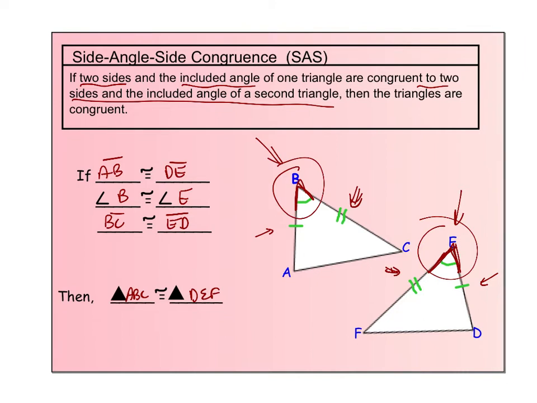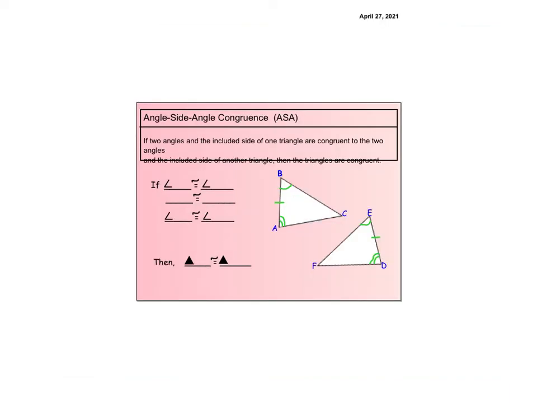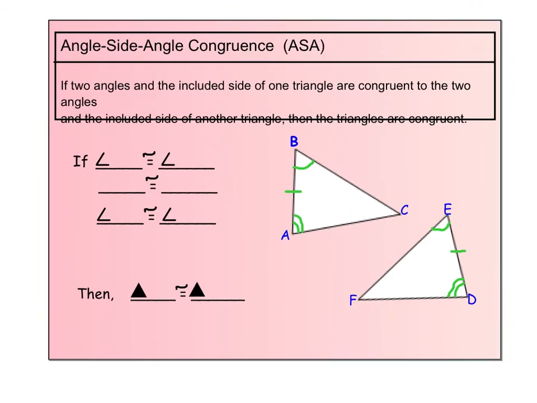So if I've got two triangles with two sets of sides and the angle in between, that's enough to tell me that those two are congruent. Now I can also flip that around and say angle-side-angle. Most of the time I tell kids, look at the information they give you and then make your decision based on that. So two angles and the included side are congruent to two angles and the included side, then the triangles are congruent. This is almost just a flip of the previous way to do it.